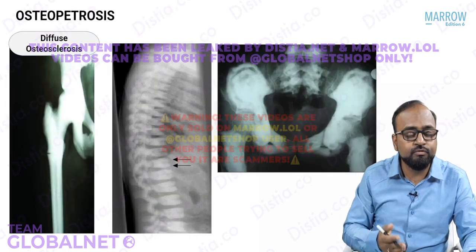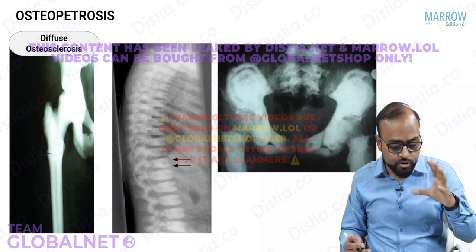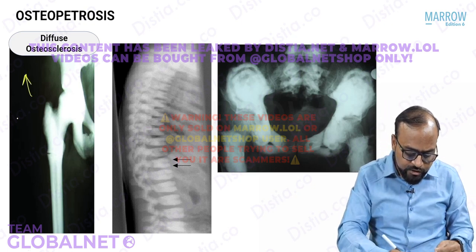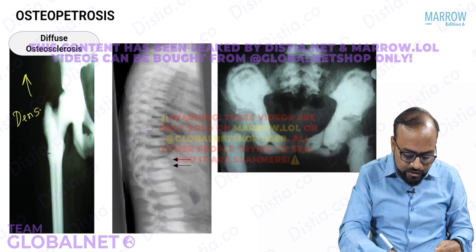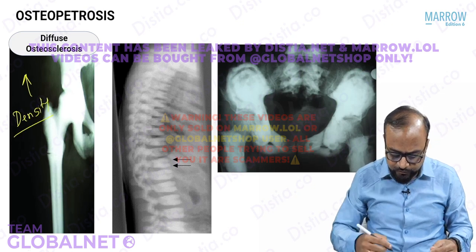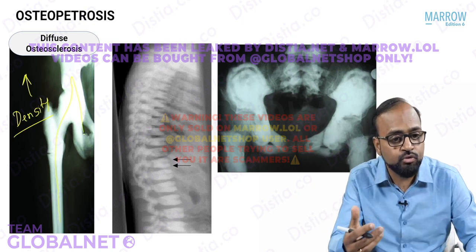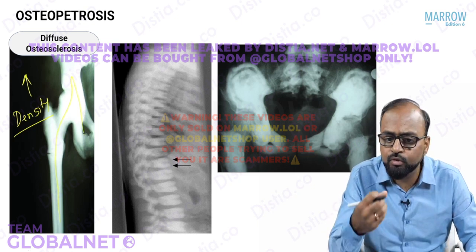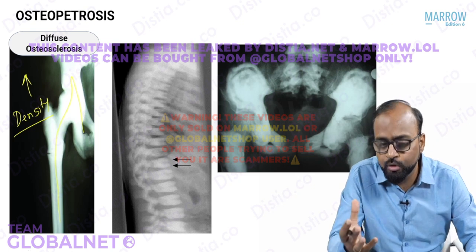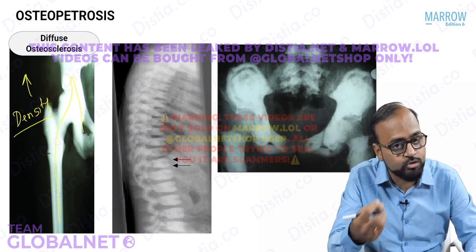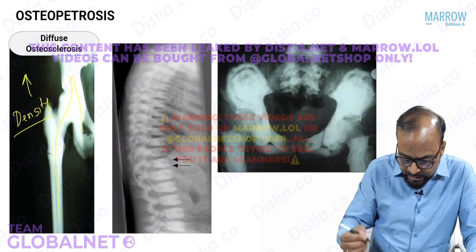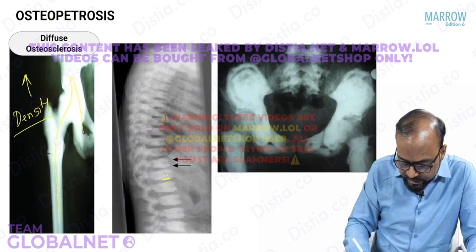Osteopetrosis is characterized by diffuse osteosclerosis or increased density of the bone. Diffusely increased density. See how white the bone is appearing there. So osteopetrosis is associated with increased density of the bone. It is also therefore called chalk bone disease or marble bone disease, though the bones are also fragile. In the spine, they give rise to an alternate light and dark appearance.